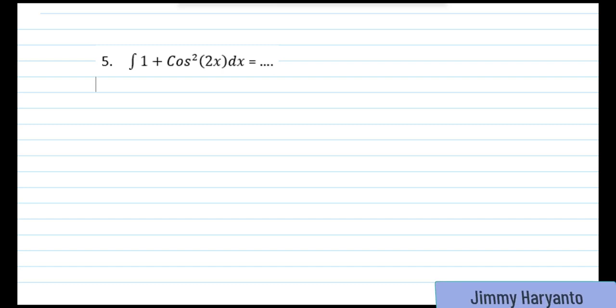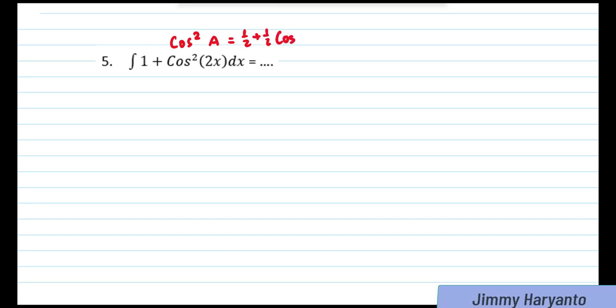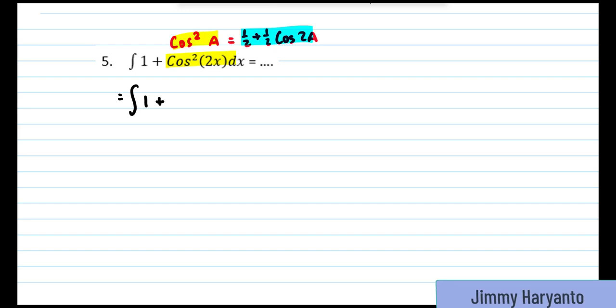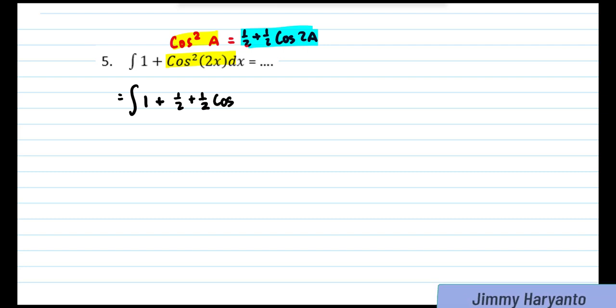Okay, for number 5 we have the integral of 1 plus cos square 2x dx. For this one I want to change the cos square first using the formula. So the formula will be cos square a equals half plus half cos 2a. Okay, so the integration will become like this, integration of 1, and then plus the cos square replaced with half plus half cos 2a.